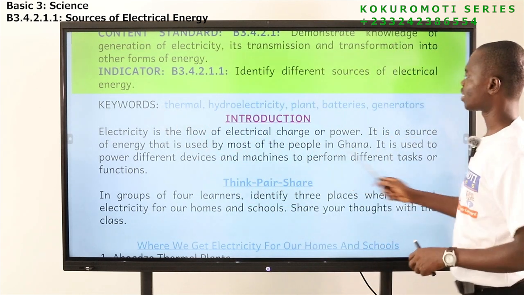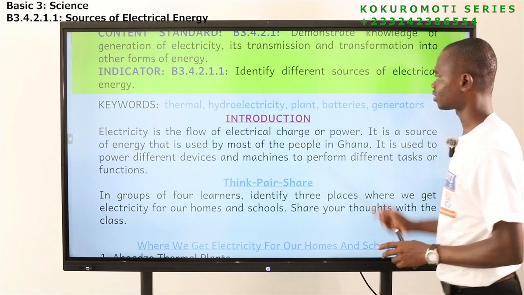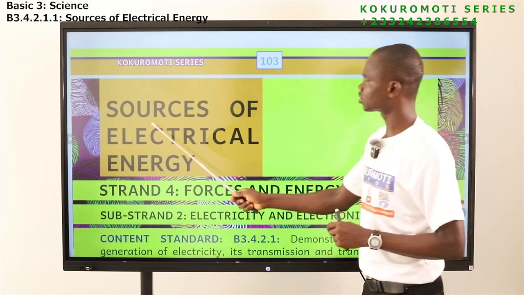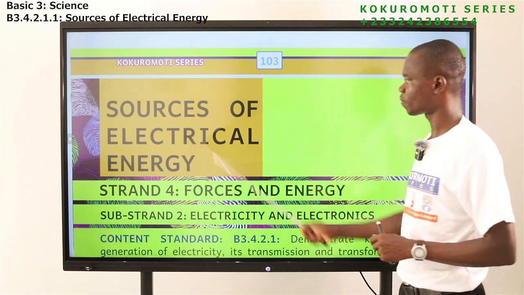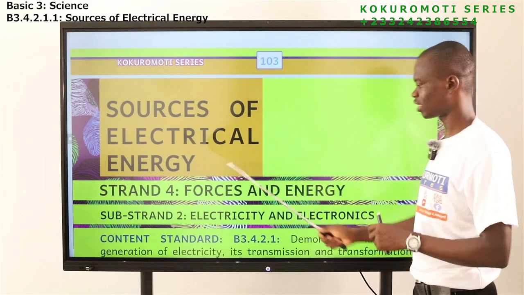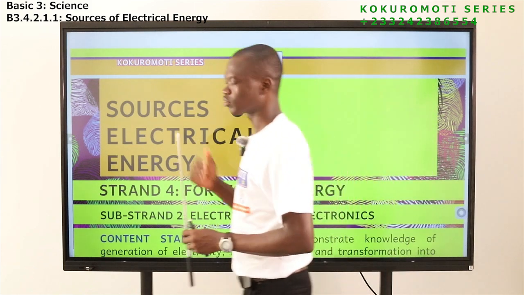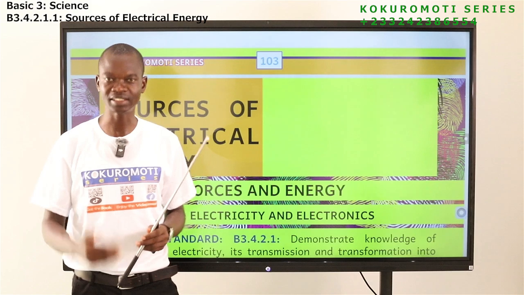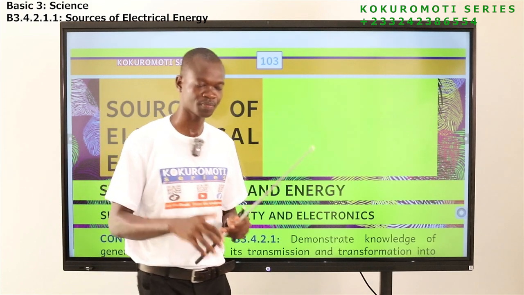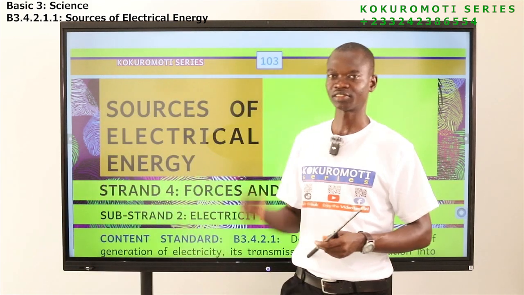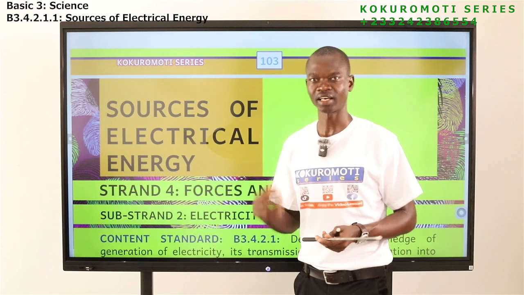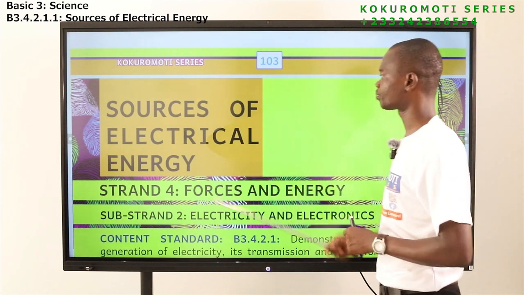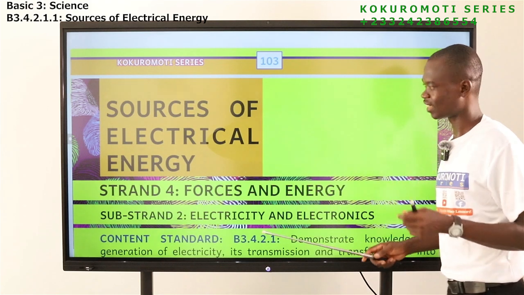So these are the keywords that we are going to see in this lesson. Now, the main topic for today's lesson is sources of electrical energy. We have looked at light, sources of light. We have looked at heat, and then sources of heat. Today we are going to look at electrical energy or electricity, and the sources of electricity. So let's pay attention and then enjoy the lesson.